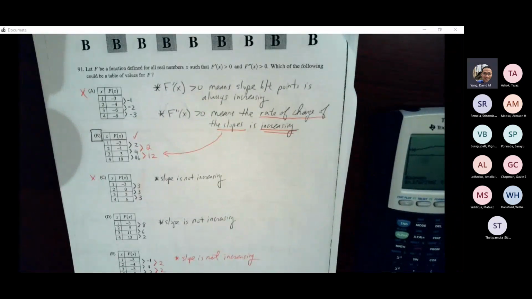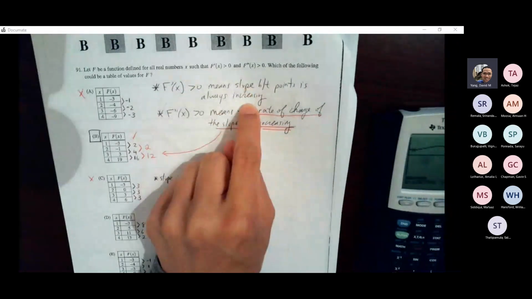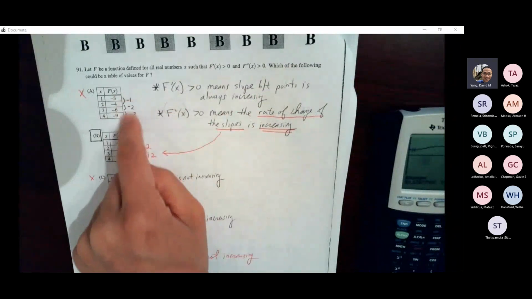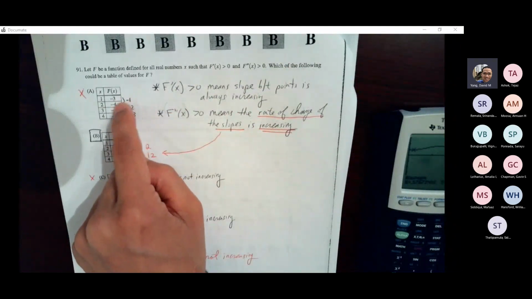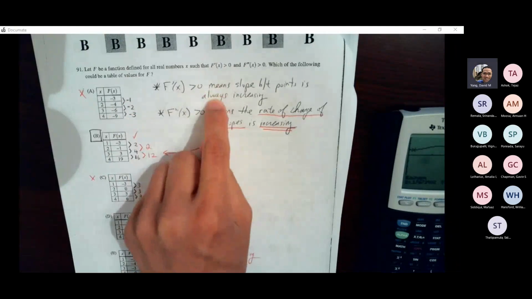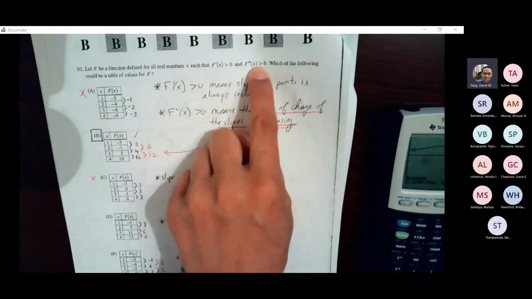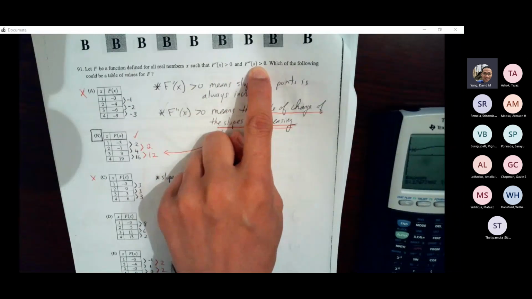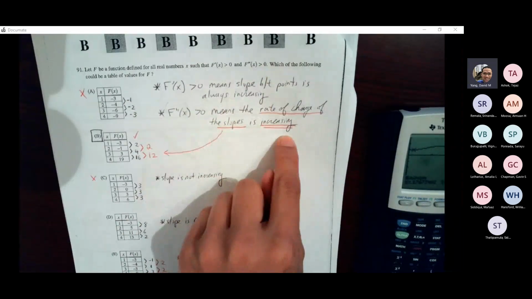Okay, let f be a function defined for all real numbers such that f prime is greater than 0. That just means positive slope. That means between each of these ordered pairs, I should always get a positive slope. And second, the rate of change of my slope has to be increasing.